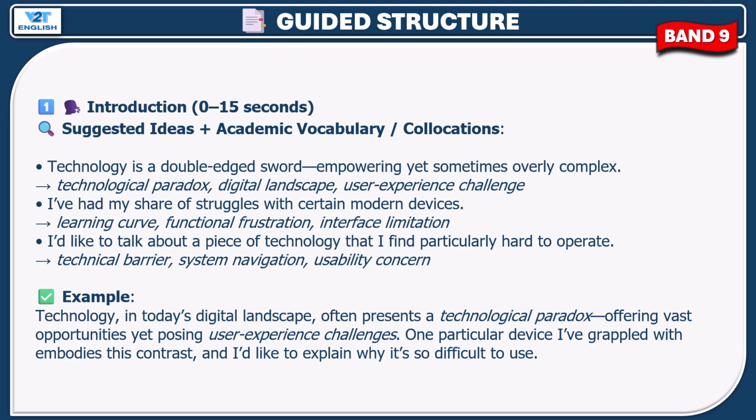I'd like to talk about a piece of technology that I find particularly hard to operate. Technical barrier, system navigation, usability concern. Example: technology in today's digital landscape often presents a technological paradox, offering vast opportunities yet posing user experience challenges. One particular device I've grappled with embodies this contrast, and I'd like to explain why it's so difficult to use.